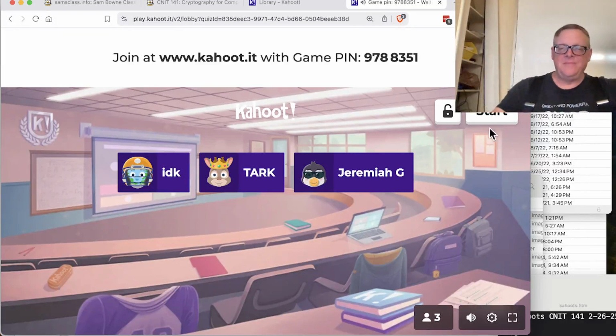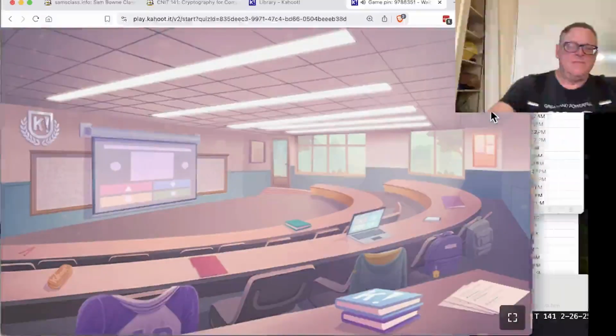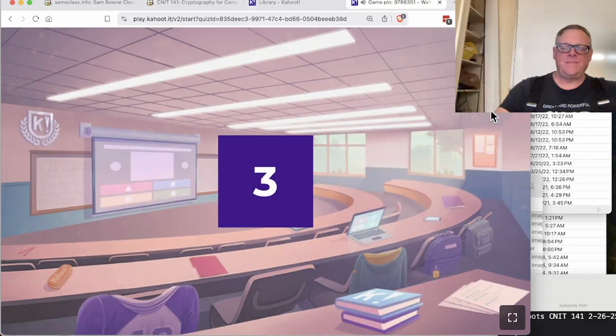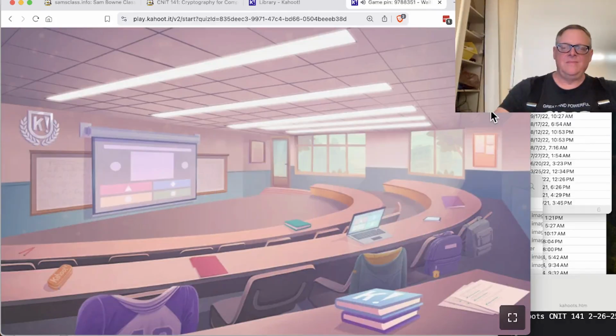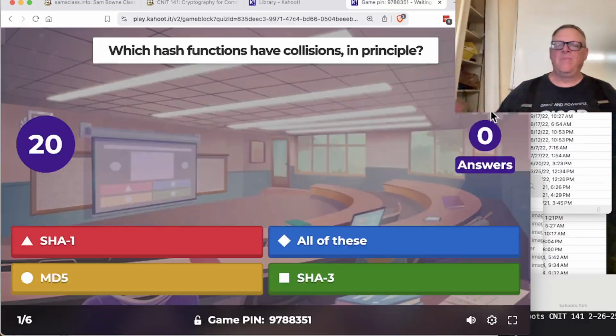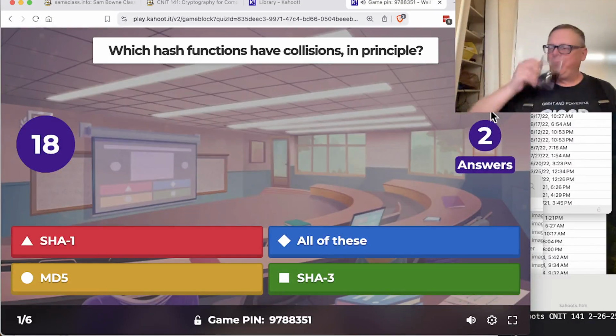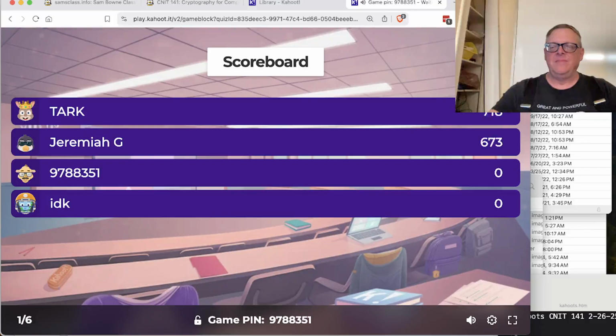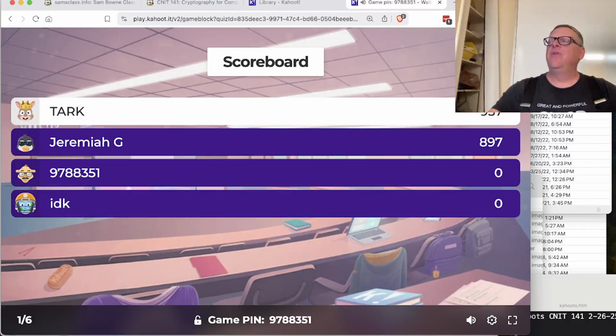All right, so which hash functions have collisions? Yep, all of them do. Every hash function has collisions because there's a huge number of possible inputs and a small number of possible outputs. The only issue is that for more secure hash functions, you can't find the collisions.